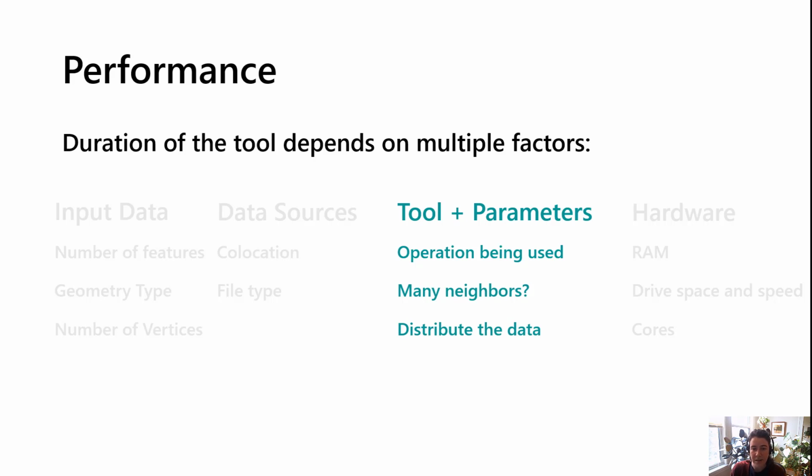So calculate density versus aggregate points. Calculate density creates a neighborhood relationship, and the more neighbors that you're doing, the longer the calculation will take. Whereas aggregate points does something very similar visually to calculate density, but doesn't actually have to calculate those neighbors. So in some cases, there might be another tool that we would recommend depending on your use case. And then being able to distribute the data. Again, we try and document parameters that will help distribute the data better.